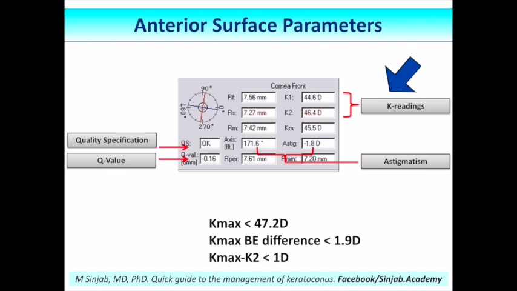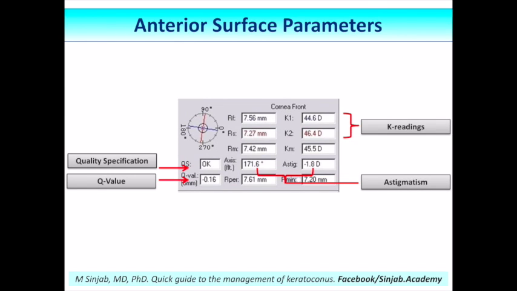We have to memorize the following numbers. The maximum K, of course, the maximum K is not displayed in this slide, but we will find it in another place later. Now, the maximum K, which is the highest K all over the cornea, should be less than 47.2 diopters, and the difference between both eyes in regard with the Kmax should be less than 1.9 diopters, and the difference between Kmax and K2, I mean steep K, should be less than 1 diopter. Regarding the astigmatism, the normal astigmatism should be equal or less than 1.5 diopters. Otherwise, there is a suspect.